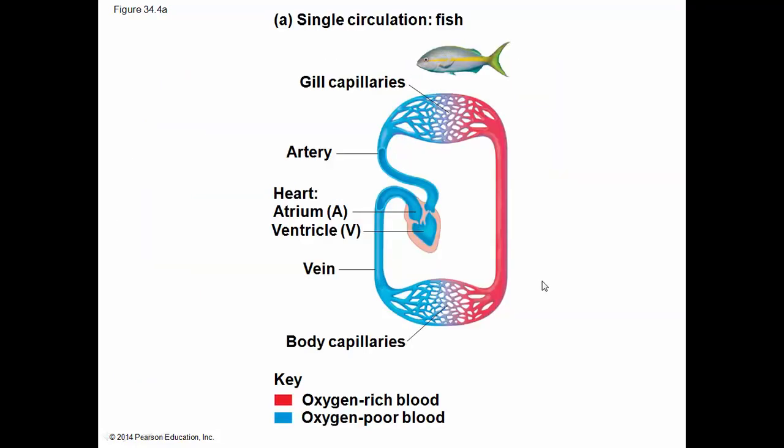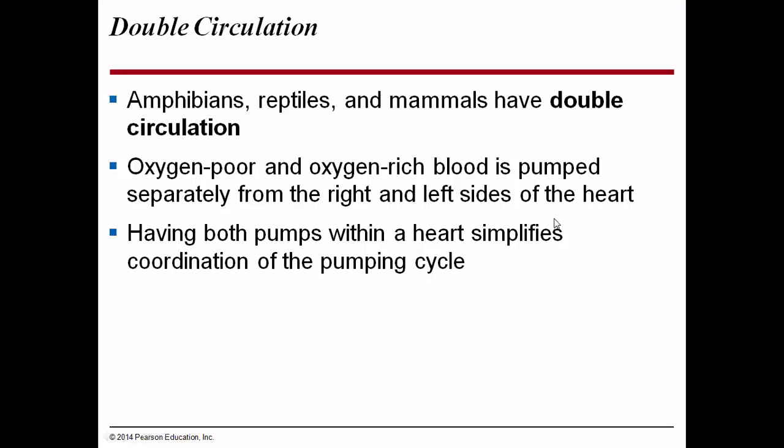Okay, now here's the single circulation of the fish. We just went over that. You can take a look at page 687 if you want to get in closer detail on this. Double circulation. Amphibians, reptiles, and mammals have double circulation. Oxygen-poor and oxygen-rich blood is pumped separately from the right and left sides of the heart. Having both pumps within the heart simplifies the coordination of the pumping cycle.